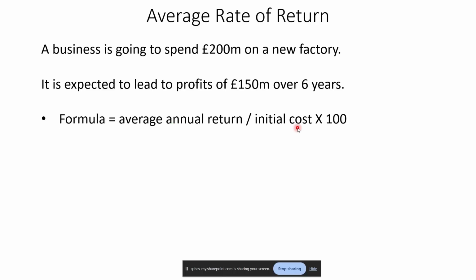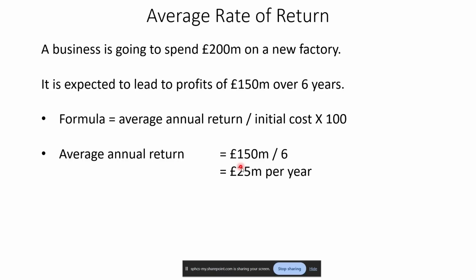Fine. What's the average annual return? Well, it's simply 150 divided by 6. It's going to make 150 over 6 years. So the annual return, the average each year of profit that I earn, is 25 million per year, right? 25 million additional in profit on expenditure of 200 million. Okay. So I can apply my formula now. I know the average annual return, and the initial cost is 200 million. So 25 million divided by 200 million times 100 gives me an average rate of return of 12.5%.